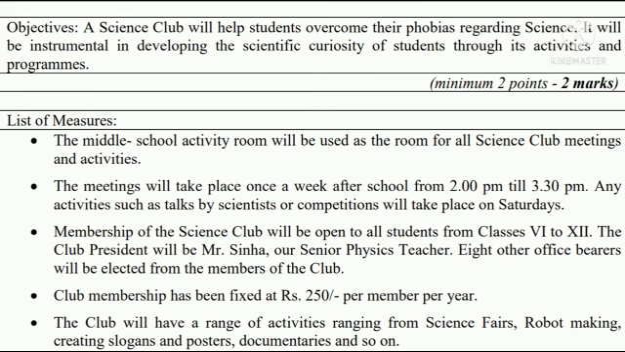The next side heading is list of measures. List of measures should be written in points only. You are not supposed to write it in a paragraph. How many points should be written? 6 points should be written. For objectives, you have to write 4 points, but objectives should be written in the form of a paragraph. And for list of measures, you have to write 6 points.